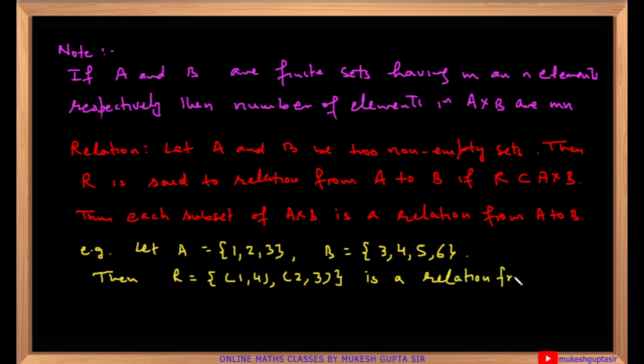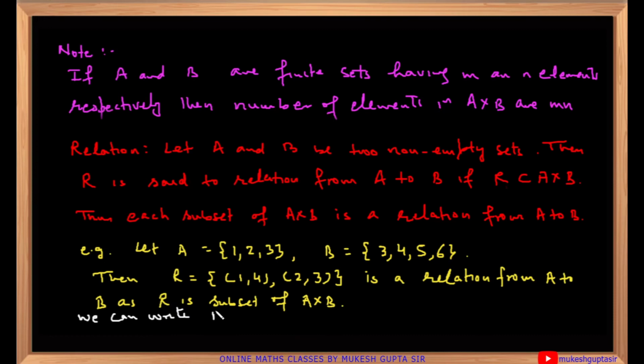A cross B will have 3 into 4, 12 elements. So there will be 2 raised to power 12 subsets. So this R is a subset of A cross B. Therefore, R is a relation from A to B, because we know every subset of A cross B is a relation from A to B.